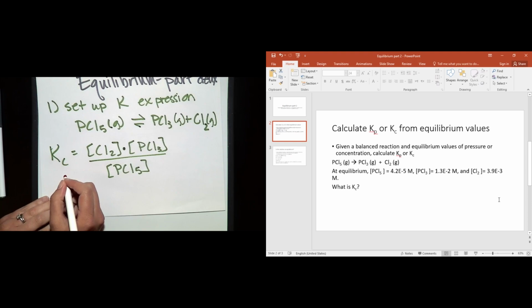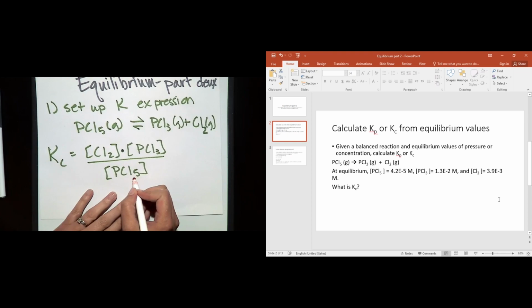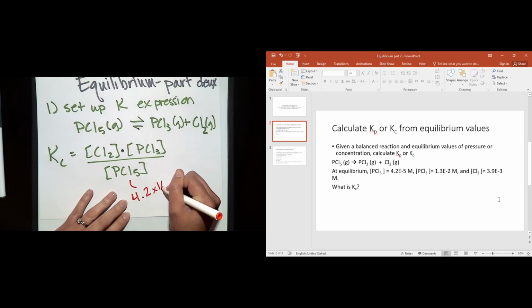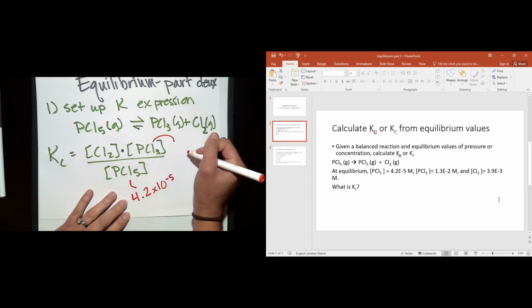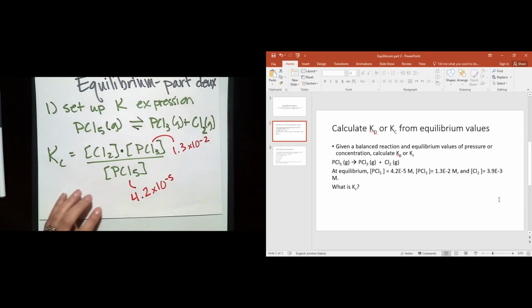Okay, so at equilibrium, we're given these values. I'm going to draw them on the overhead in a way that I think is easier to organize than just a list. So here's what I would do. I'm going to write the concentration at equilibrium that is given next to the compound.